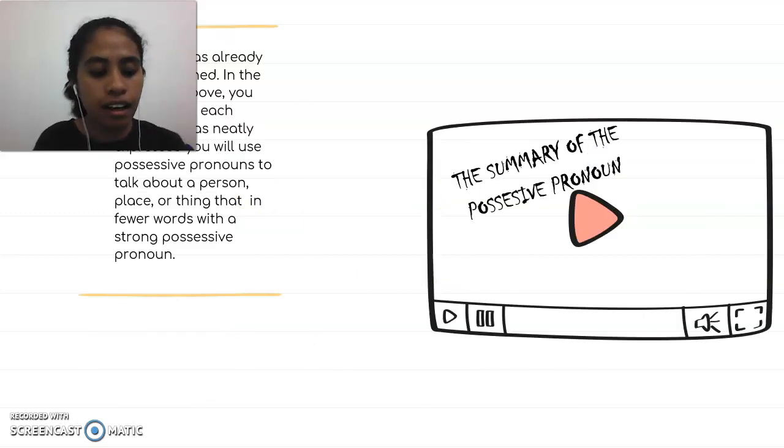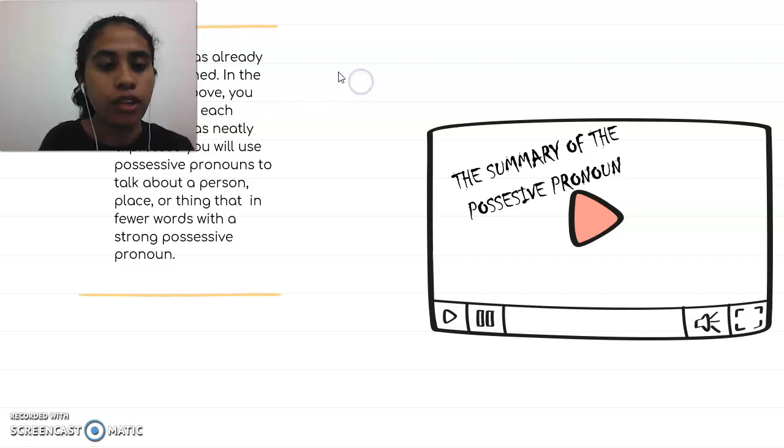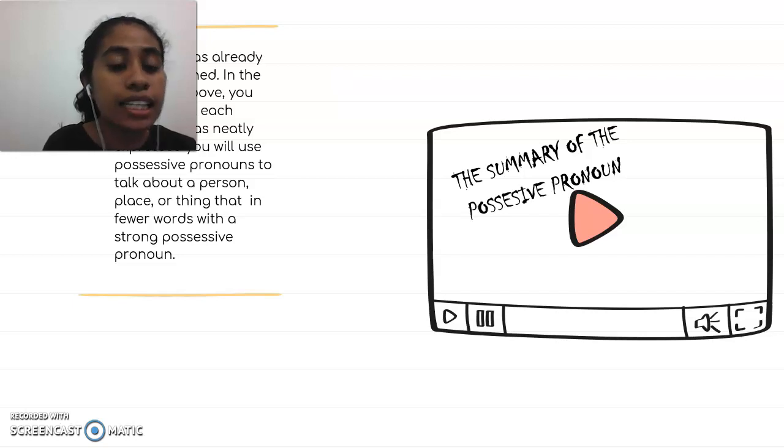Okay guys, after we do the exercise, I will give you a little bit of summary of possessive pronouns. Generally, possessive pronouns have already been explained. In the examples I explained before, you can see that the sentiment was neatly expressed. You will use possessive pronouns to talk about a person, place, or thing in fewer words, with a strong possessive pronoun.